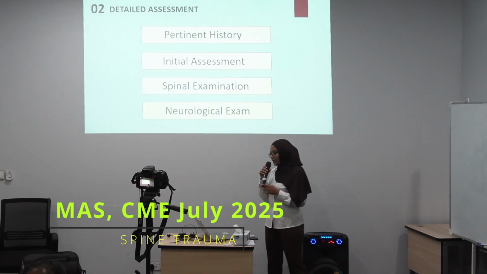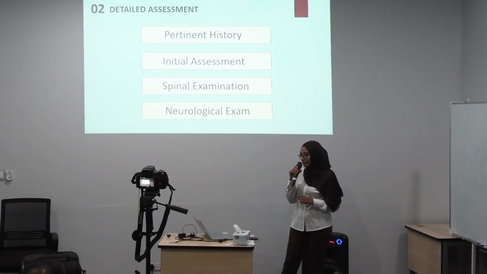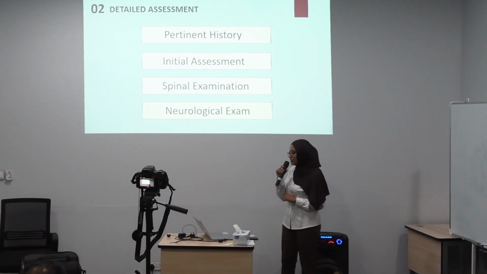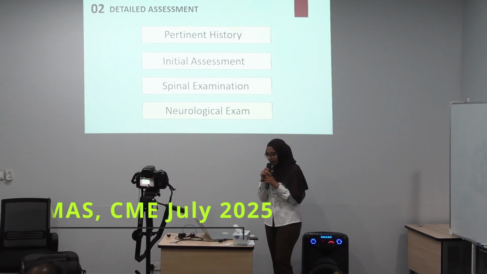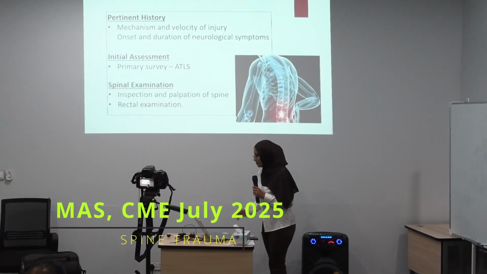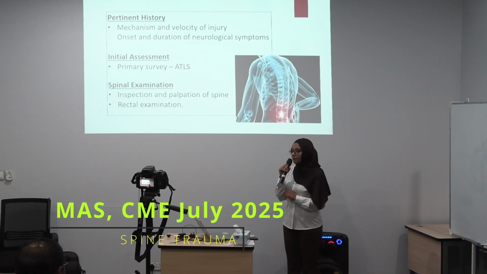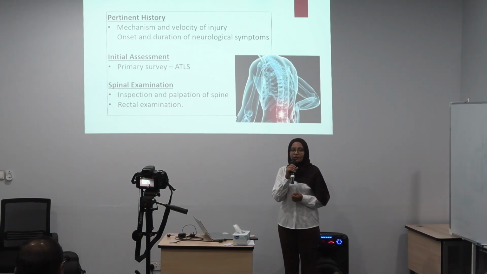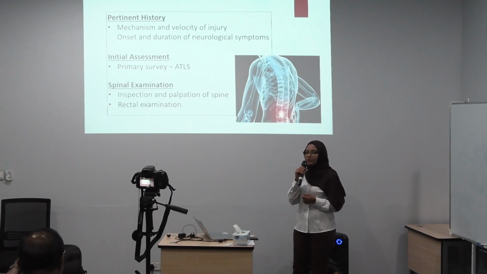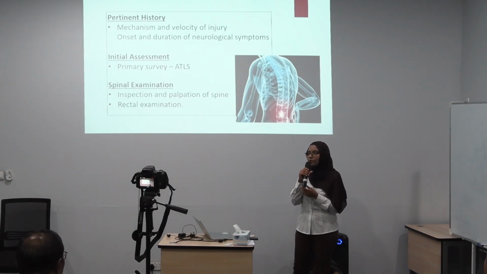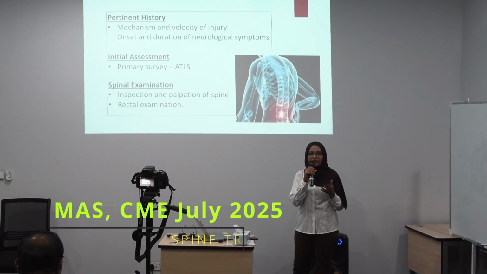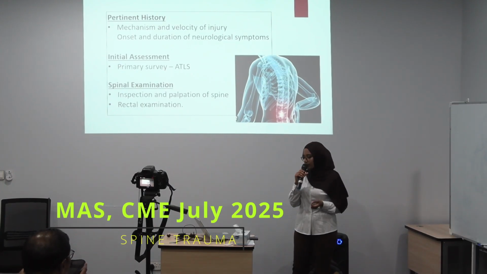Following the initial assessment, we have the detailed assessment, in which I will be talking about the pertinent history, initial assessment, the spinal examination, followed by the neurological examination. When it comes to the pertinent history taking of spinal cord injuries, we have to know the mechanism and the velocity of the injury, the onset and the duration of the neurological symptoms. Also, we have to know about the surgical history of the patient.